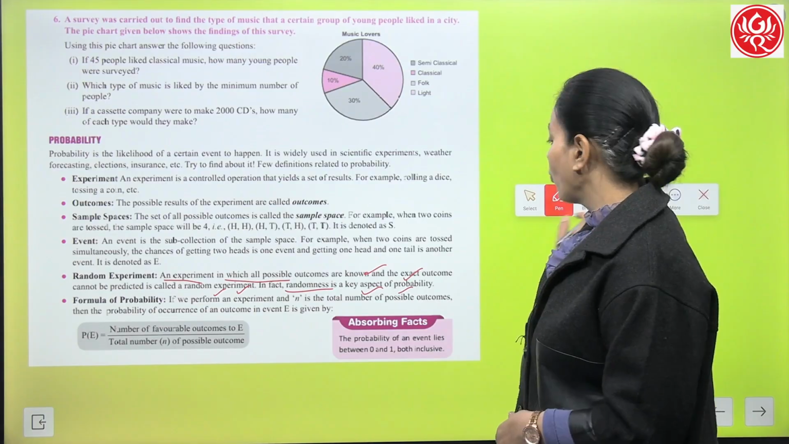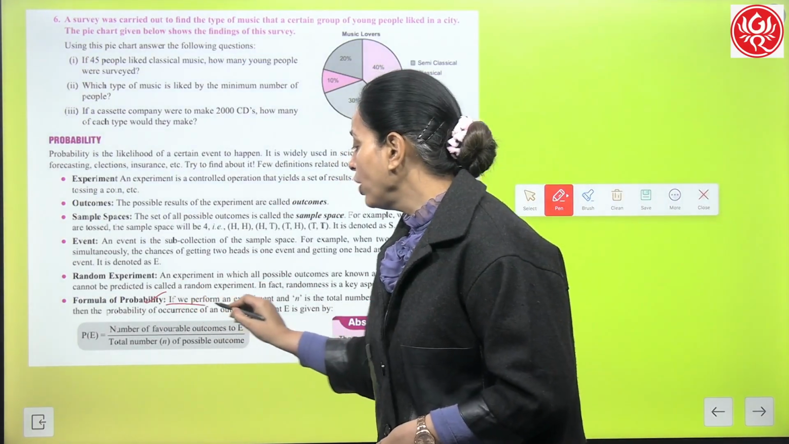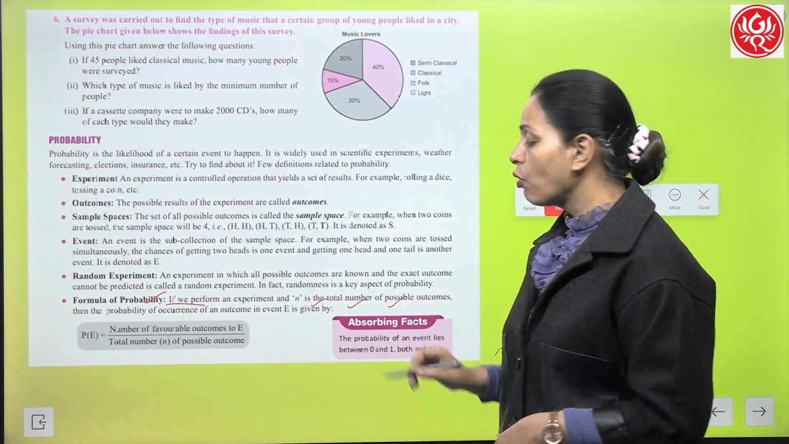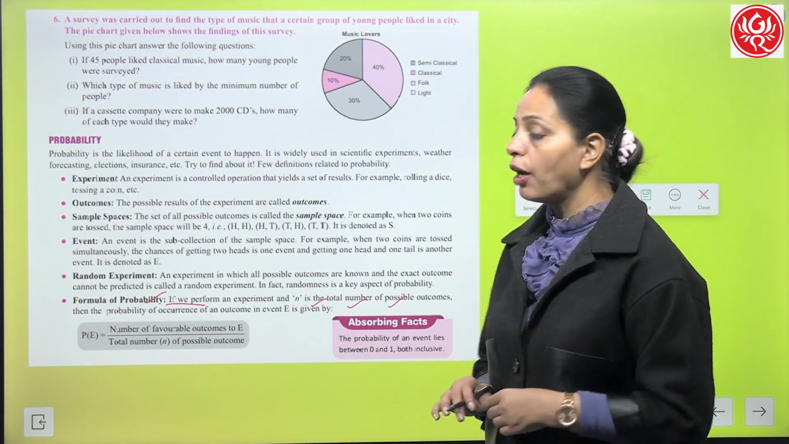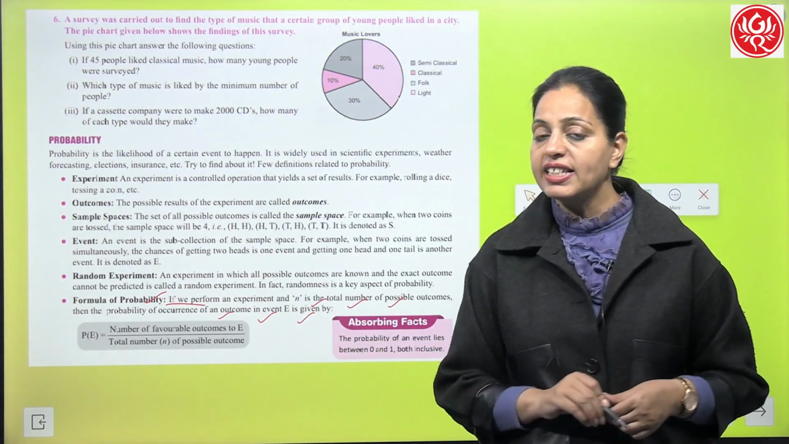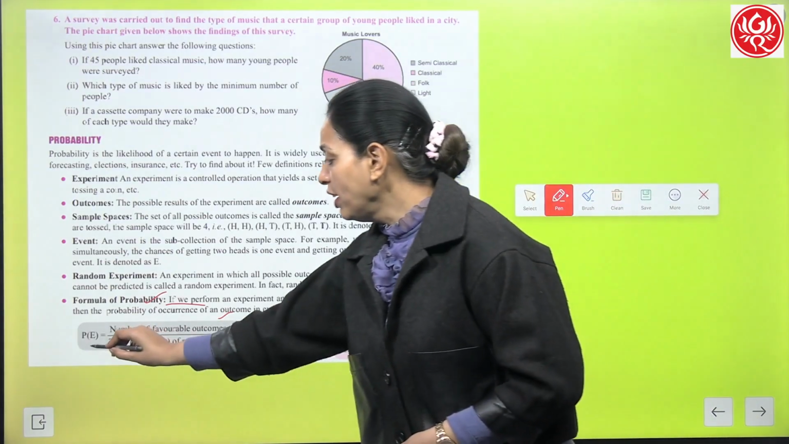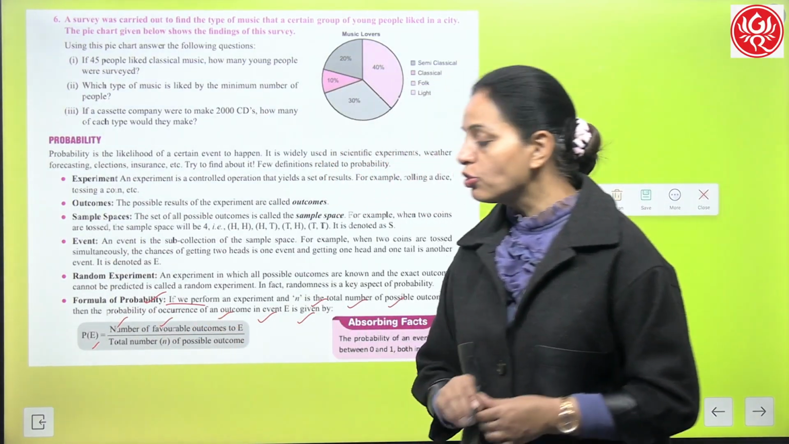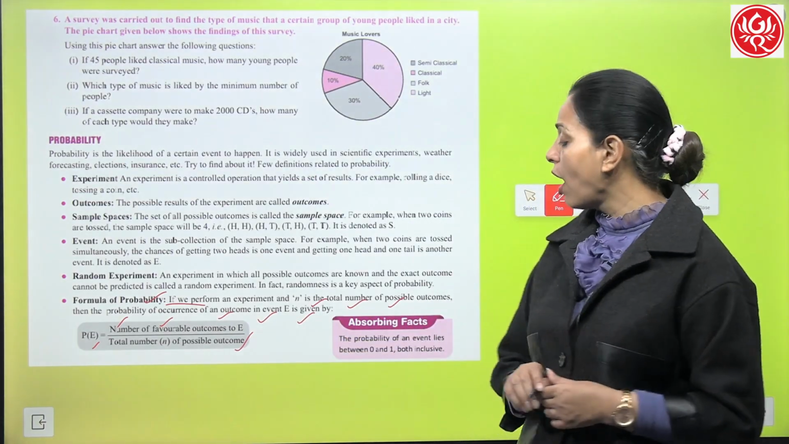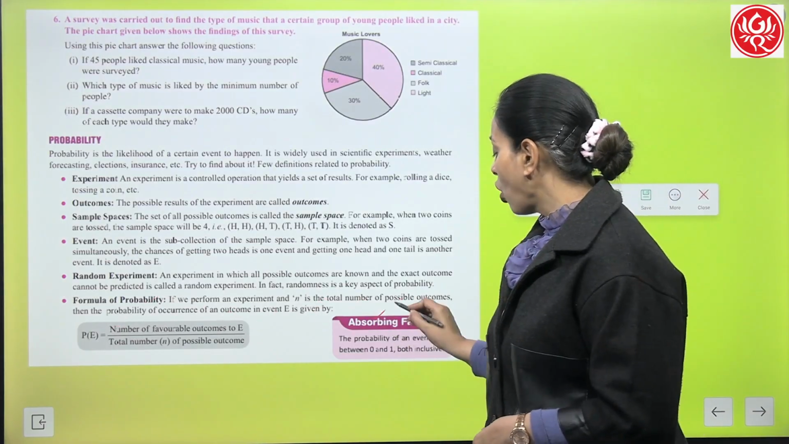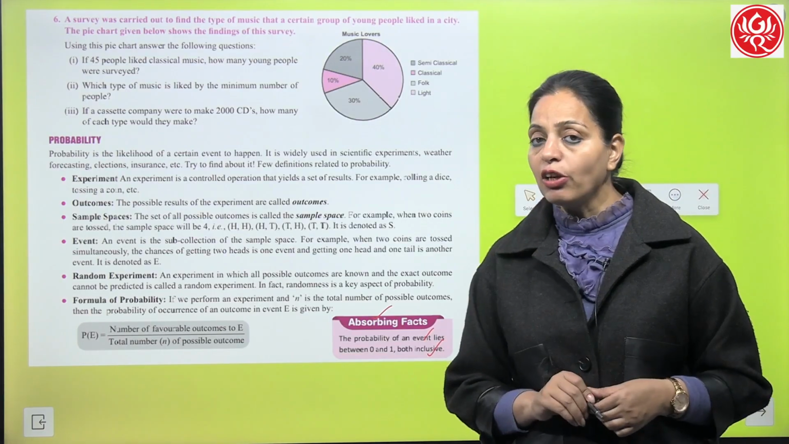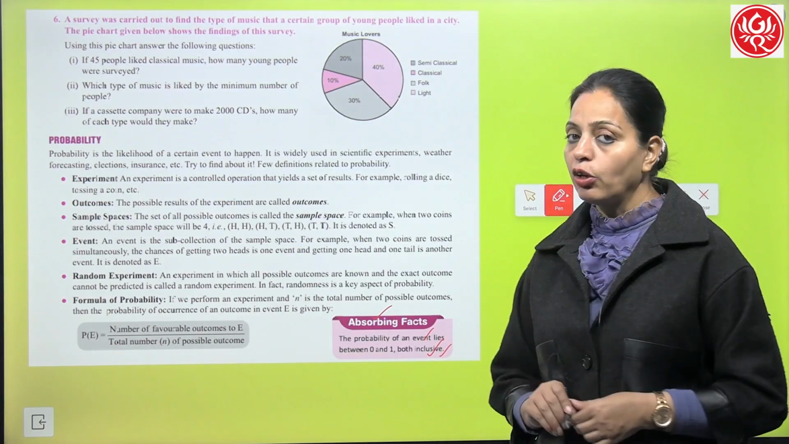The next is formula of probability. If we perform an experiment and n is the total number of possible outcomes, then the probability of occurrence of an outcome in event E is given by P of E, number of favorable outcomes to E, divided by total number of possible outcomes, right? Now observing facts, the probability of an event lies between 0 and 1, both inclusive.